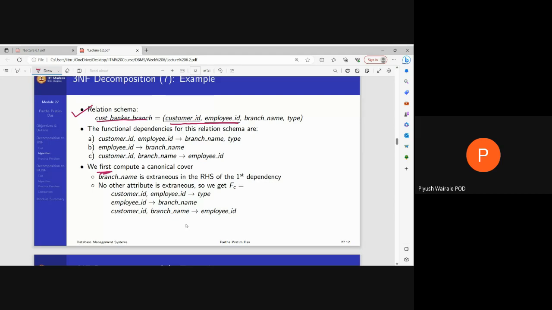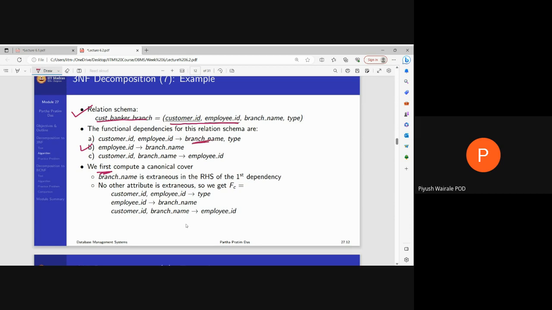So here in this case, we have to see whether any attribute is extraneous, customer ID, employee ID, or in this case customer ID or branch name is extraneous. Because for B it is atomic, right? It's only one attribute, so we don't need to check for extraneous. So in the case of A and C, we need to check whether any one of the attributes is extraneous or not. So here, branch name is extraneous on the right hand side of the first functional dependency.